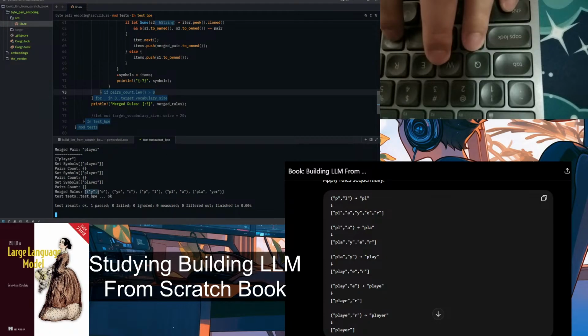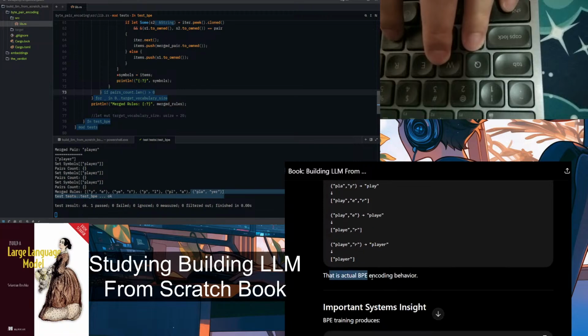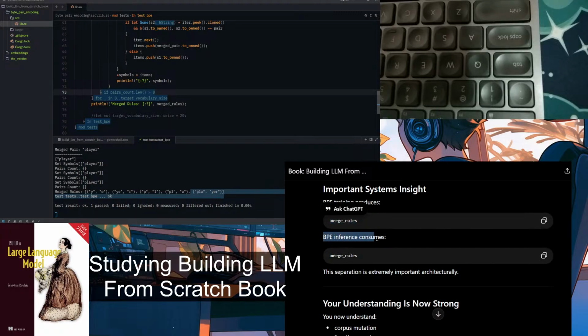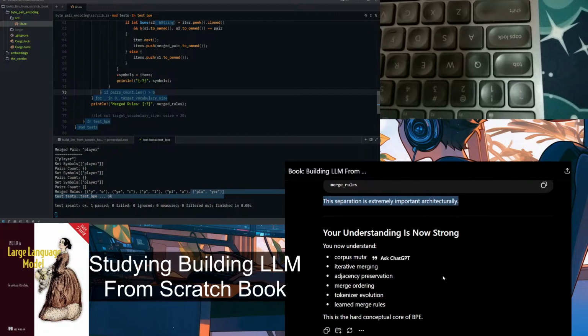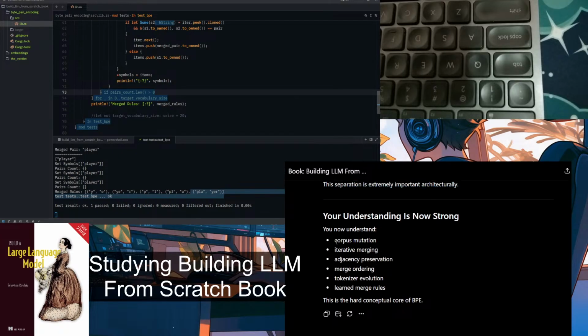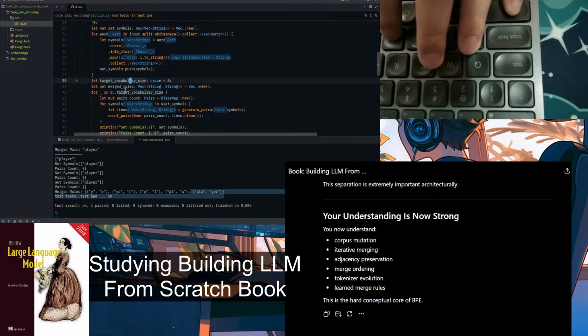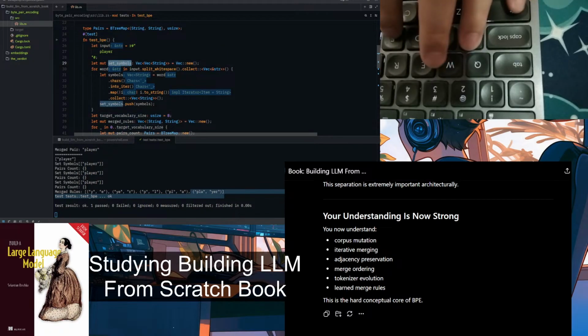Okay, so I guess it's actually BPE encoding. BPE training produces merge rules. Then BPE inference assumes merge rules. This separation is extremely important. Now understand corpus mutation, iterative merging. Learn merge rules. Okay, so the set symbols is actually a corpus. They call it corpus.